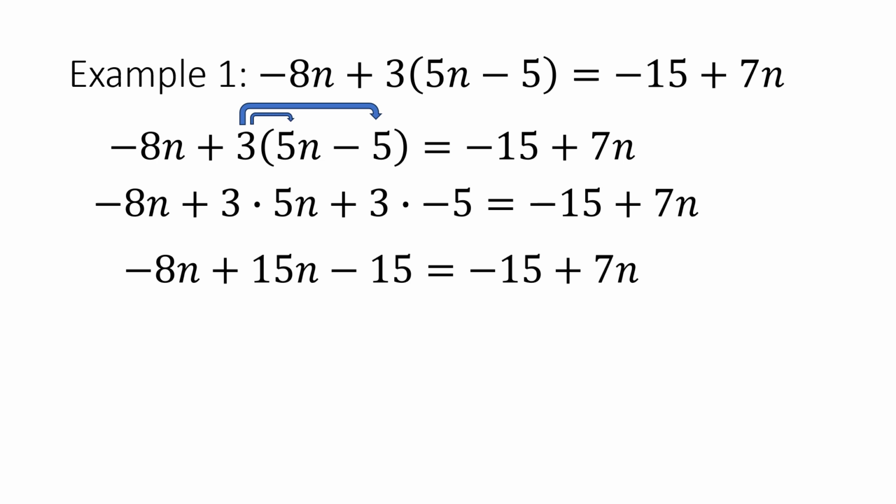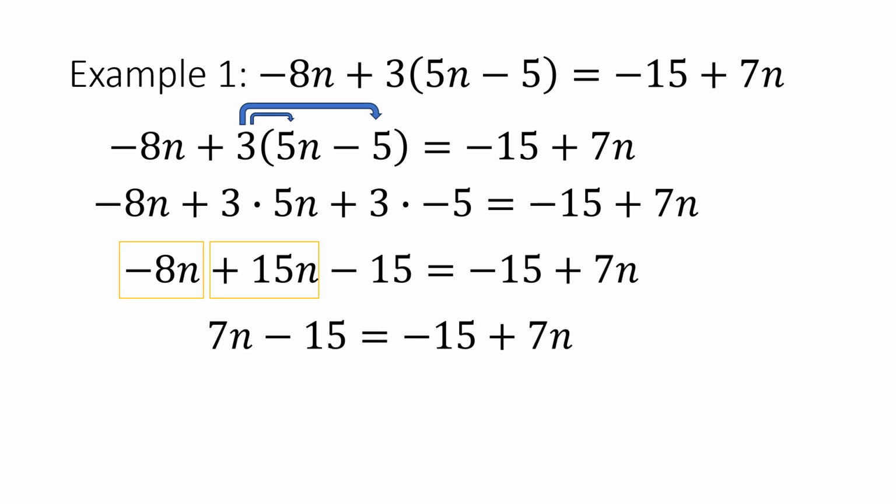Now, the left side is still not simplified. I have like terms. I have a negative 8n and a positive 15n, and so I'm going to combine those, which will give me a 7n. So I have 7n minus 15 equals negative 15 plus 7n.